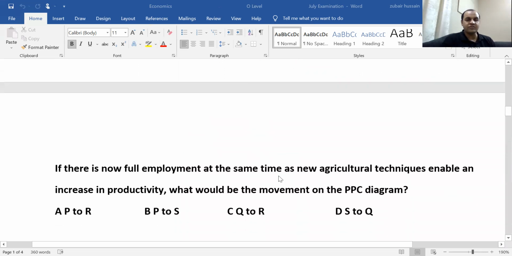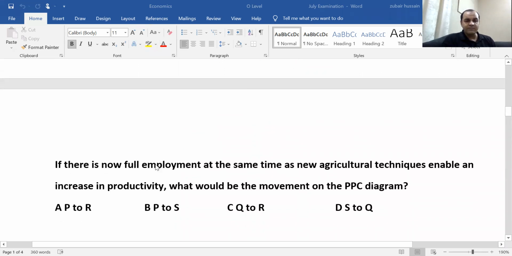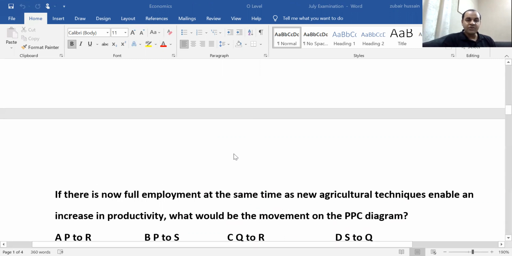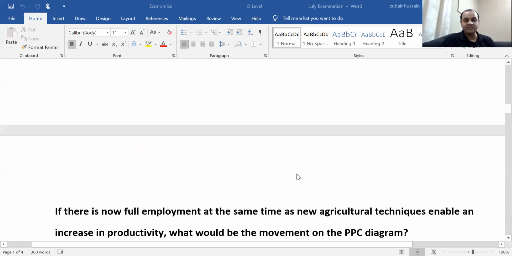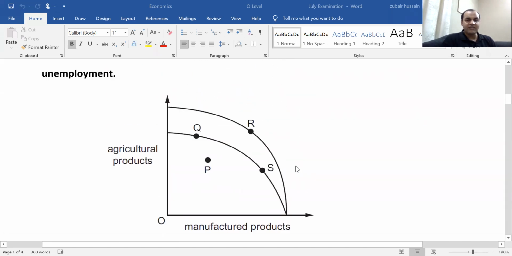Now come to the second stage of the statement. If there is now full employment, and at the same time agriculture techniques enable an increase in productivity, then with full employment the point will move onto the production possibility curve. And the second thing is, new agriculture techniques enable an increase in productivity, so there will be a pivotal shift. Students, one thing you have to keep in mind: when there is an increase in the techniques of any product, there will be a pivotal shift.